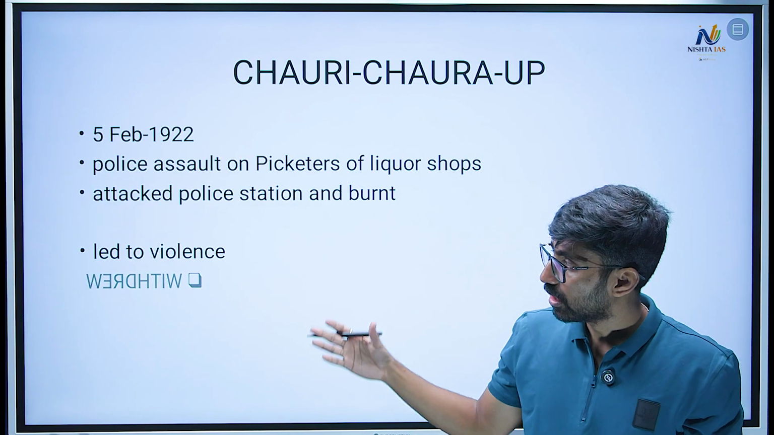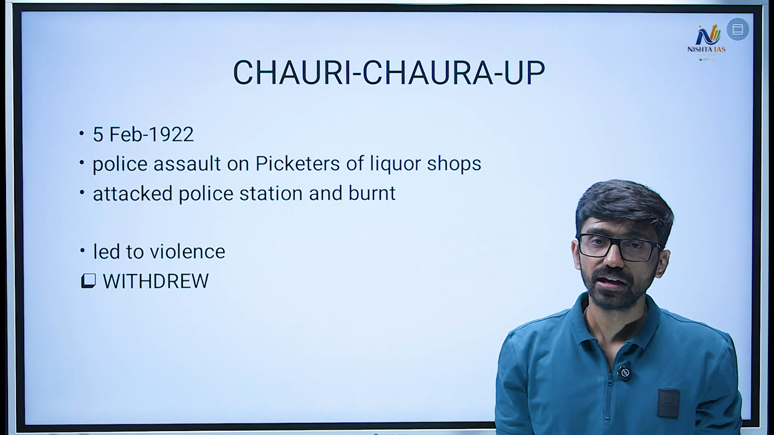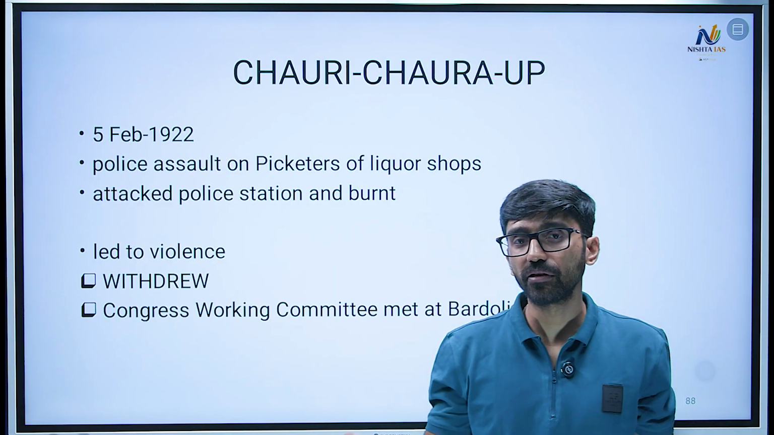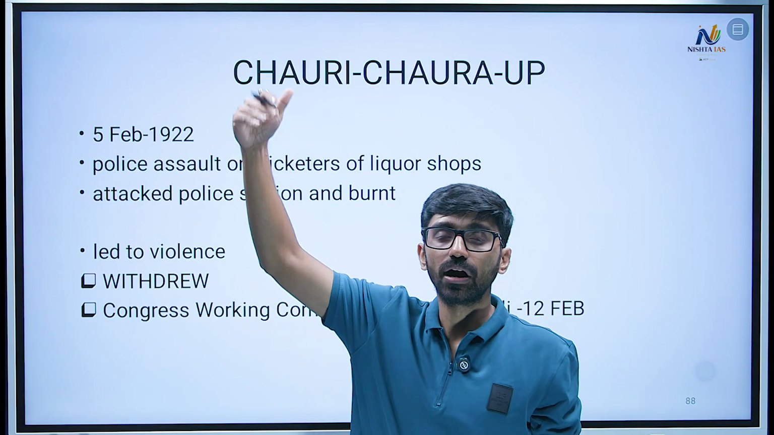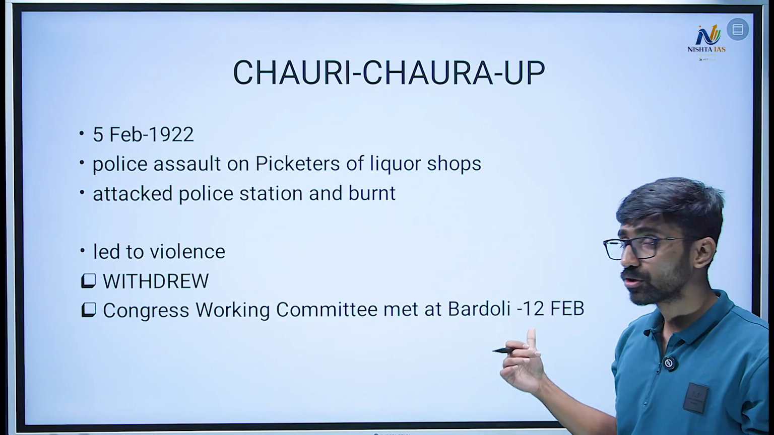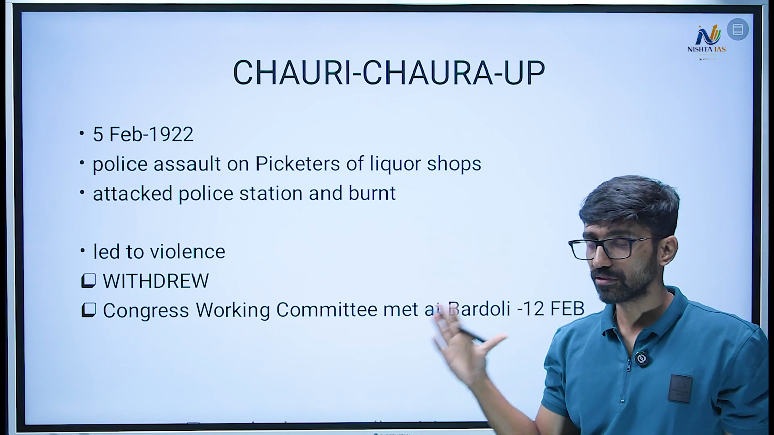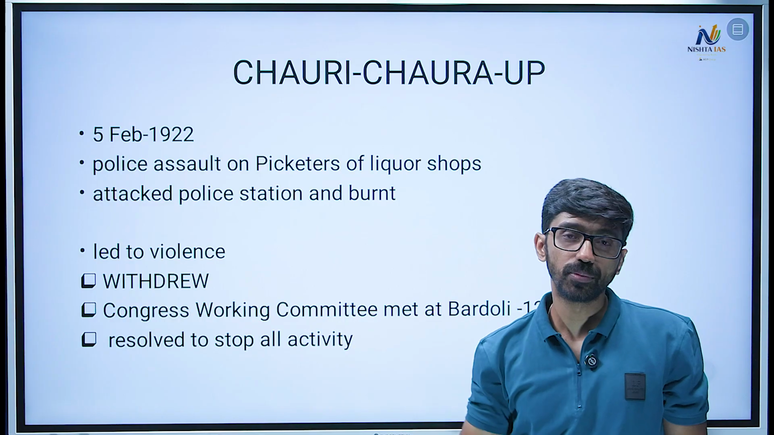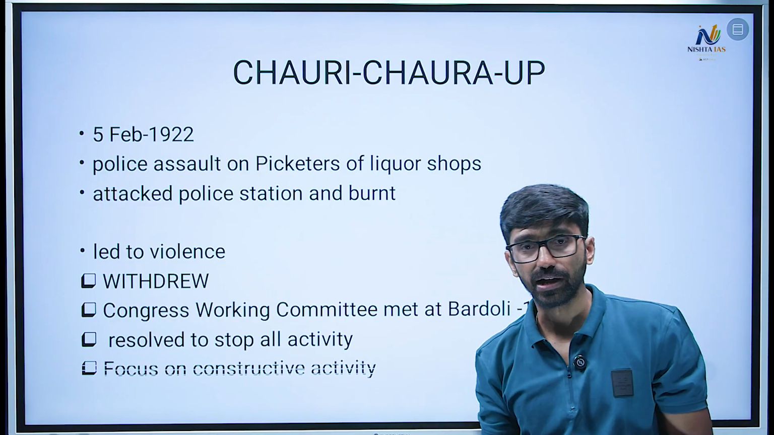Okay, then of course, ultimately because of violence, Gandhiji withdrew the movement. The civil disobedience within non-cooperation was never launched. It came to be launched ultimately in 1930. Now, Congress Working Committee met at Bardoli, same place, on 12th February, where civil disobedience was supposed to be launched. It asked to stop all the political activity and focus on constructive activity.